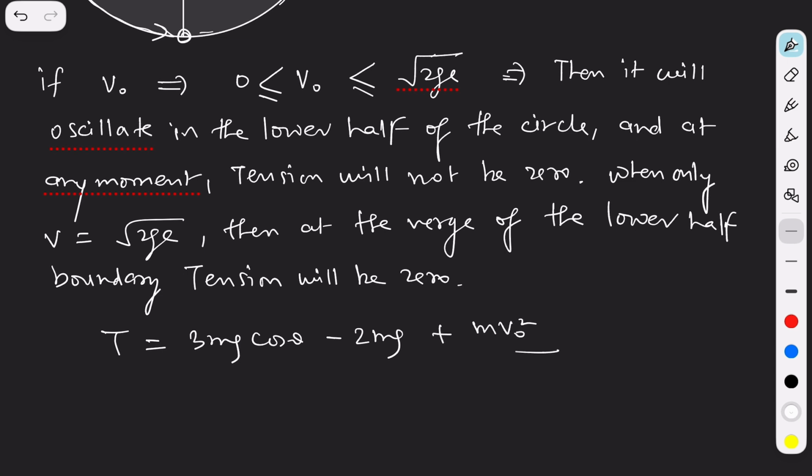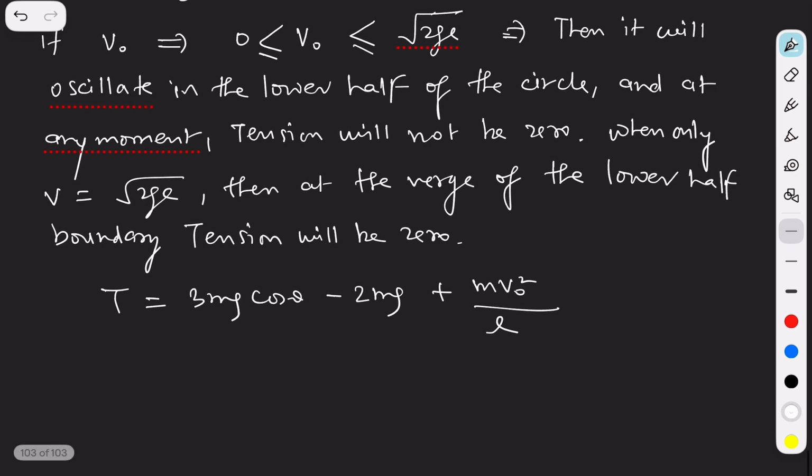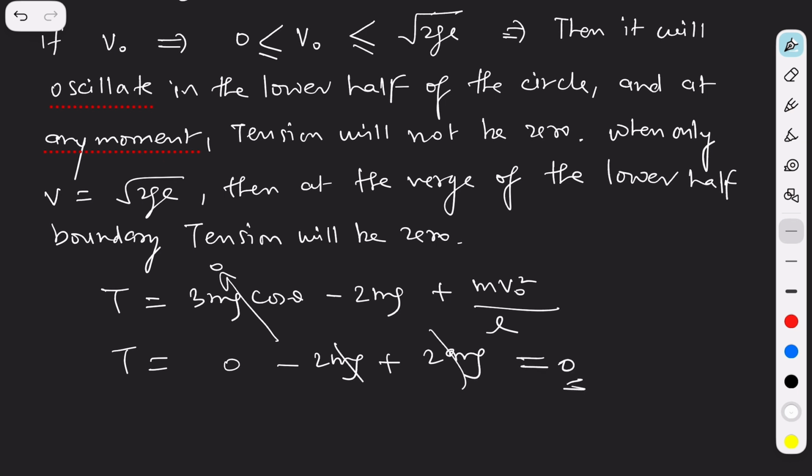So T is equal to what? If you put 90 degrees, this will become 0. So 0 minus 2 mg, and if you put root 2 gl, it will become 2 mg. So net will be 0. So always remember, if you give velocity equal to root 2 gl, then the tension will become 0 at the 90-degree angle, or you can say at the verge of the lower half of the boundary.